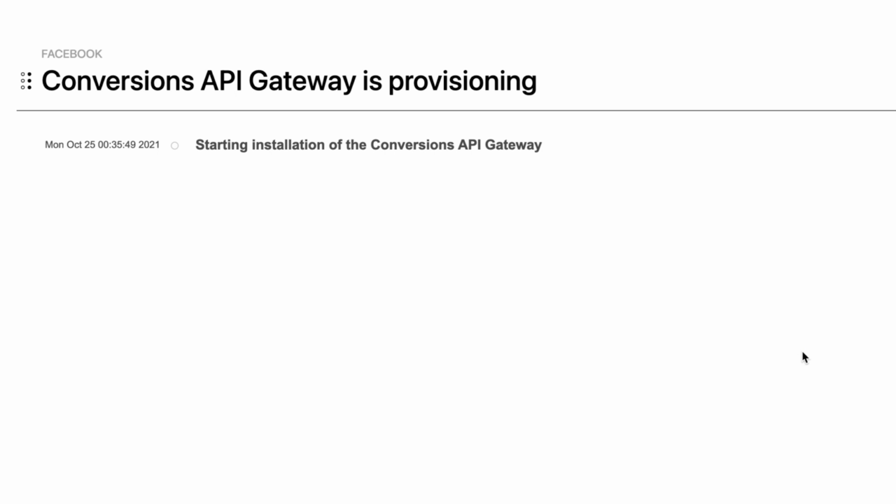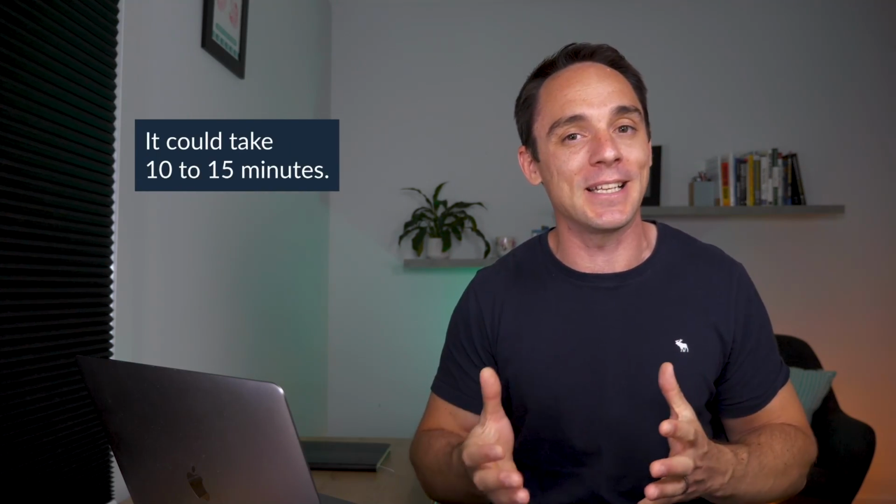Click that. And you're going to see this message that says Conversions API Gateway is provisioning. That means that it's all being set up in the background. It's installing the Conversions API for you. You just need to kick back and wait until this is set up. It could take 10 to 15 minutes as well. So don't stress if this takes a long time. Just sit back, wait, and come back when it's done.